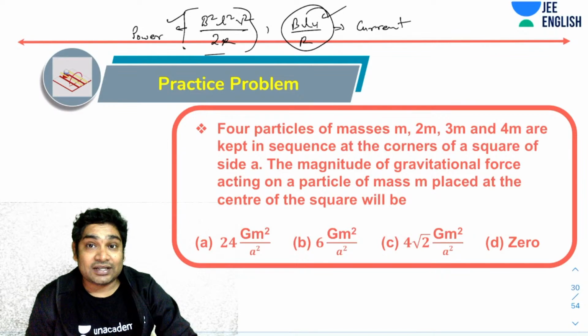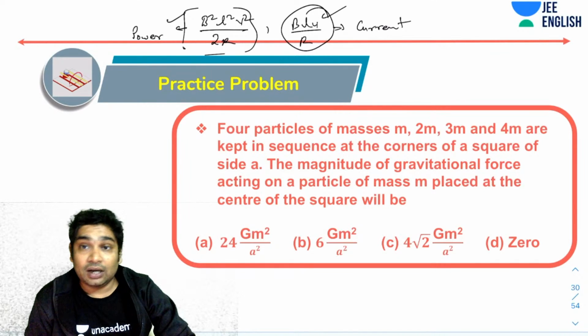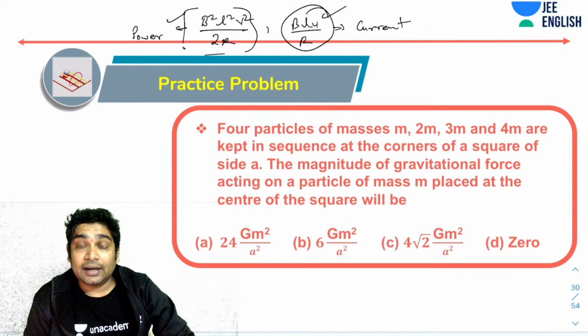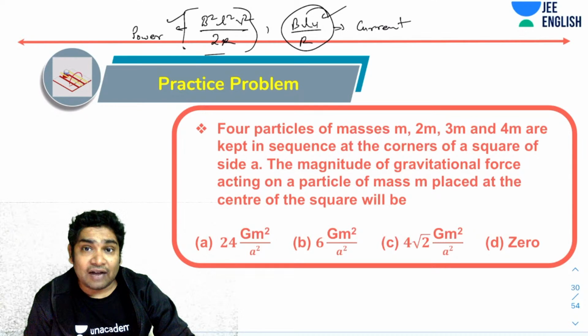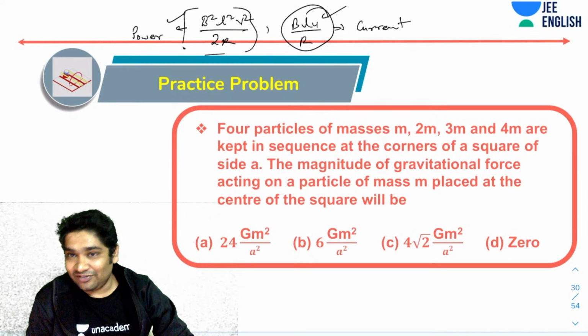So here is a question which says four particles of masses m, 2m, 3m, and 4m are kept in sequence at the corners of a square of side A. You have been asked the magnitude of gravitational force acting on a particle of mass m placed at the center of the square. Again, very interesting.